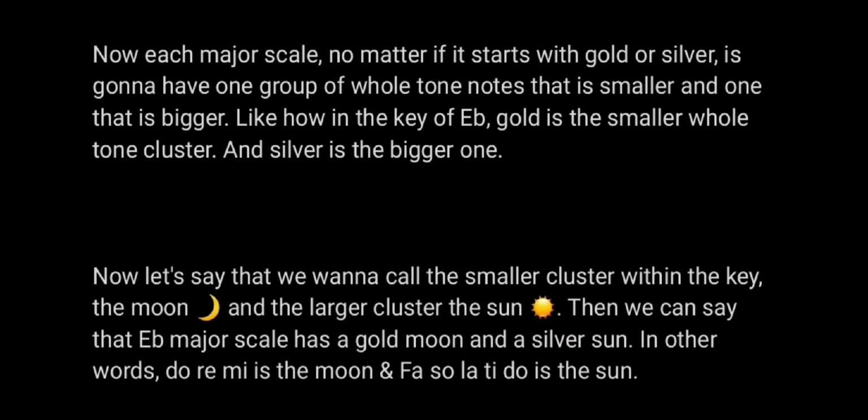Now each major scale, no matter if it starts with gold or silver, is going to have one group of whole tone notes that is smaller and one that is bigger, like how in the key of E flat, gold is the smaller whole tone cluster and silver is the bigger one. Now let's say we want to call the smaller cluster within the key the moon and the larger cluster the sun. Then we can say that E flat major has a gold moon and a silver sun. In other words, do re mi is the moon and fa sol la ti is the sun.